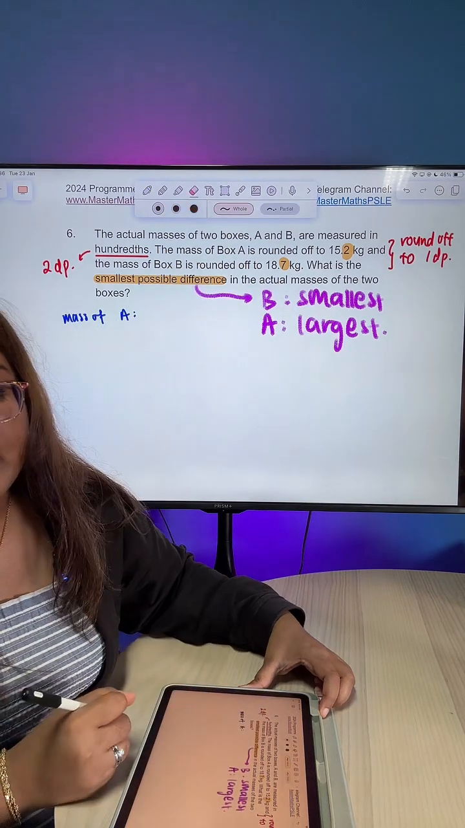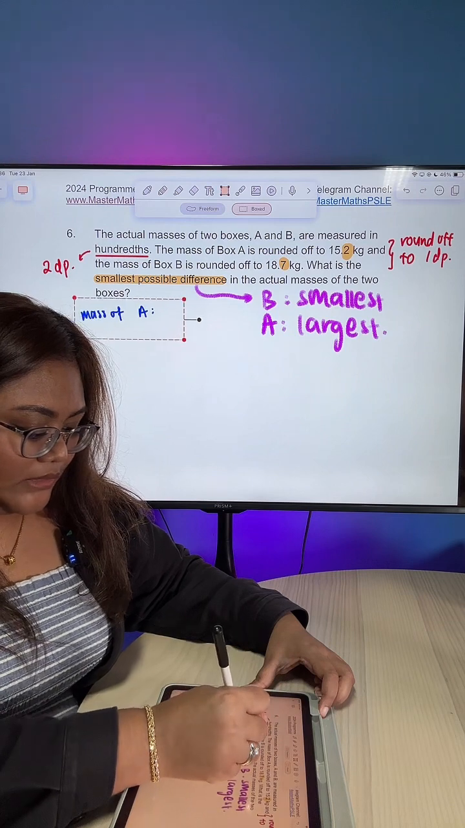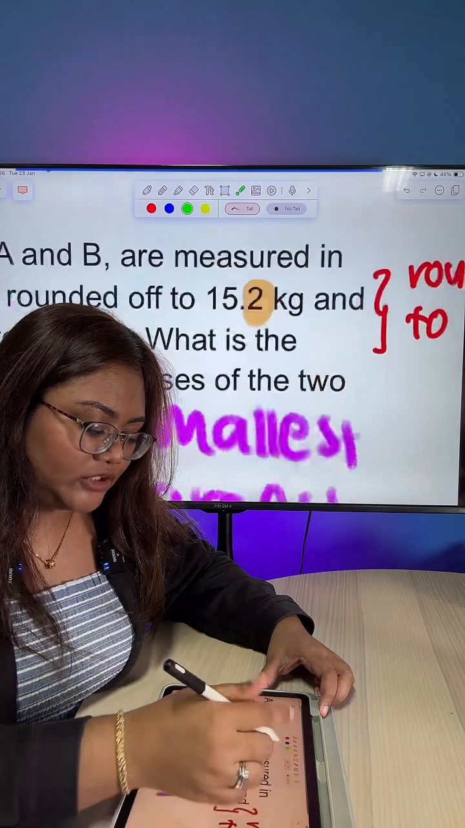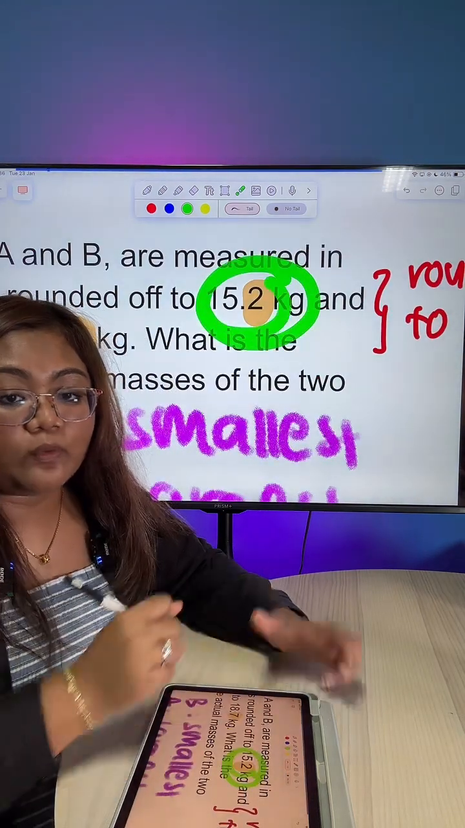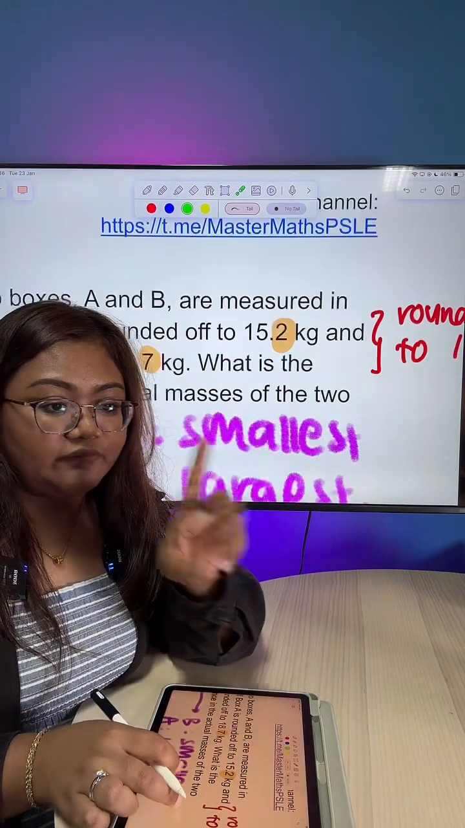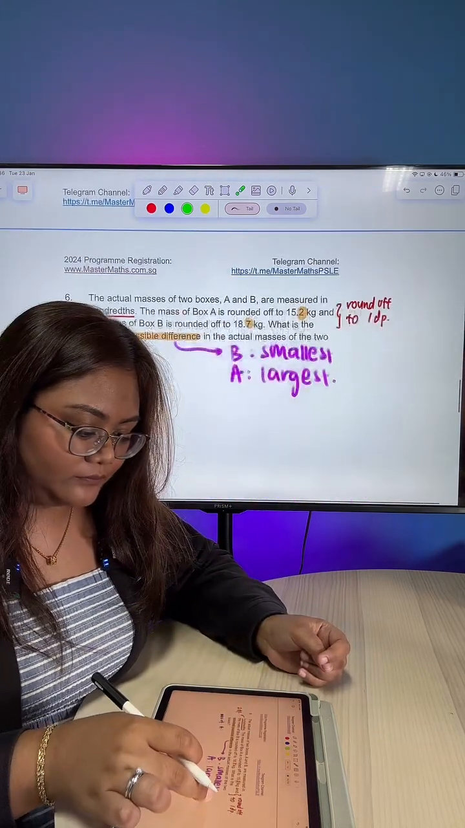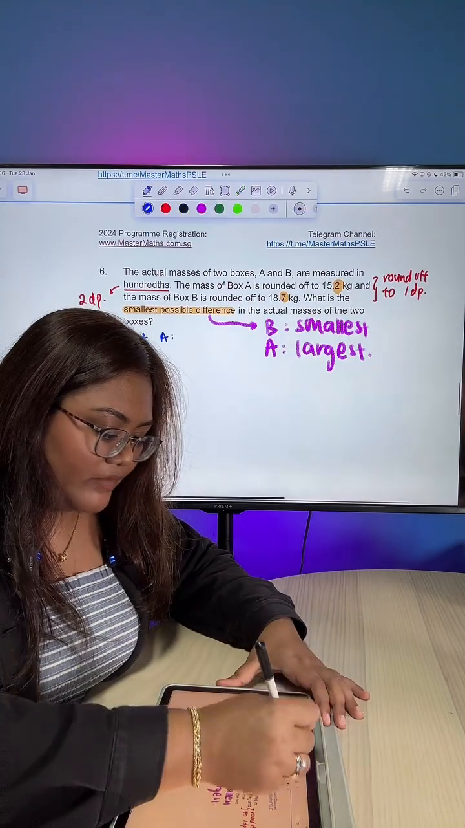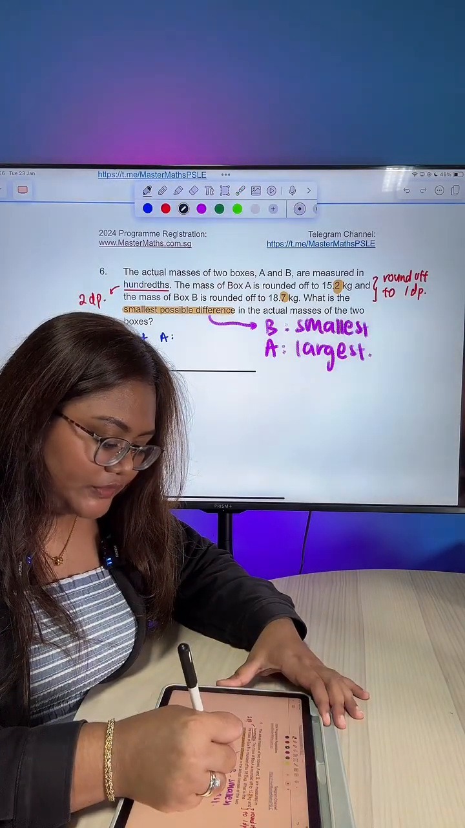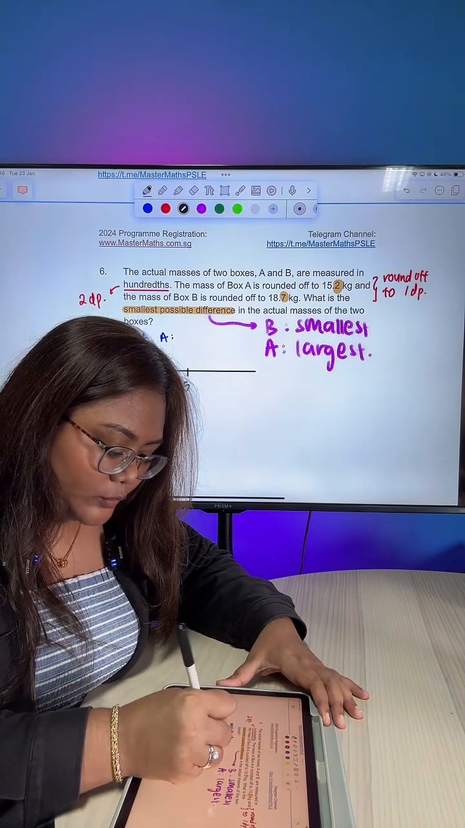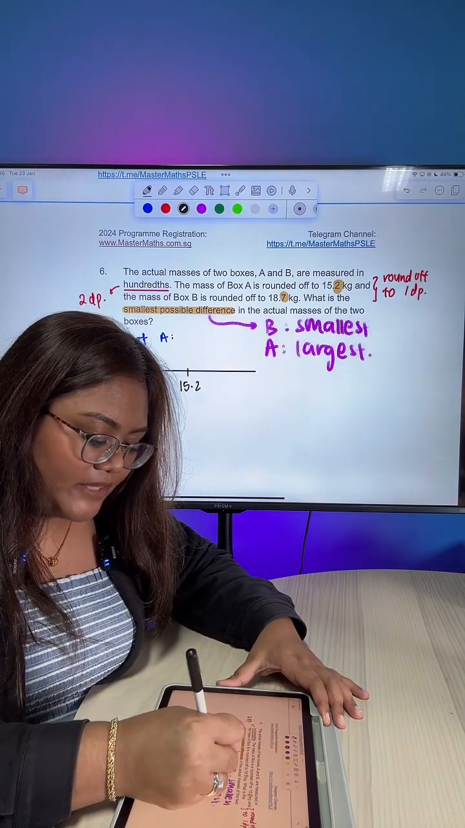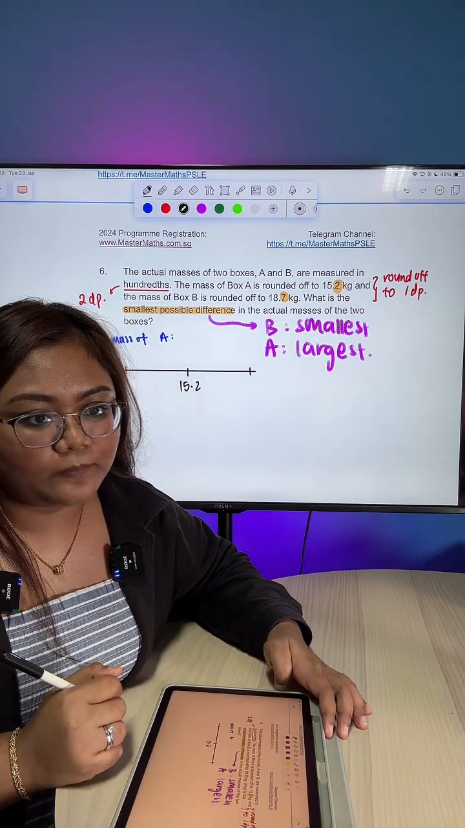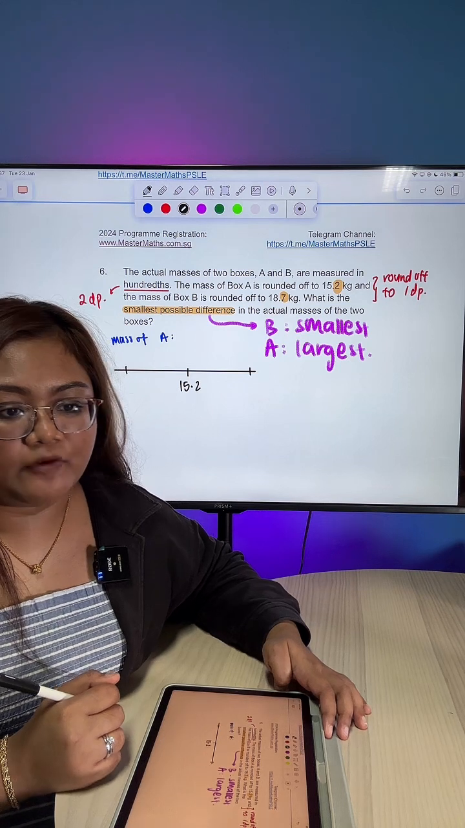Okay, for the mass of A here, somebody is asking, why round off to 1 dp and not 2 dp? Because the question already say, after rounding, I get 1 decimal place only. So from 2, I round off, become 1 dp. Okay? So far can follow, yeah? So from here, I need to know the mass of A. So for the mass of A, I'm just going to write down 15.2 in the center. Can you help me figure out what's the smallest for mass of A? What's the smallest possible for mass of A?